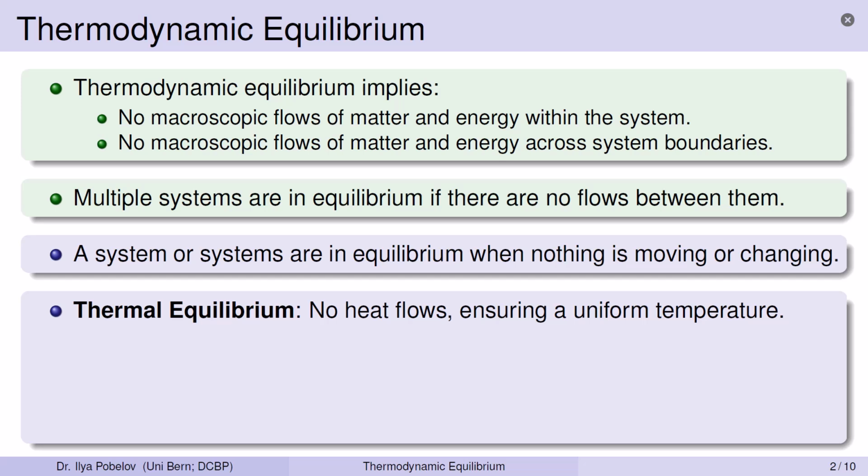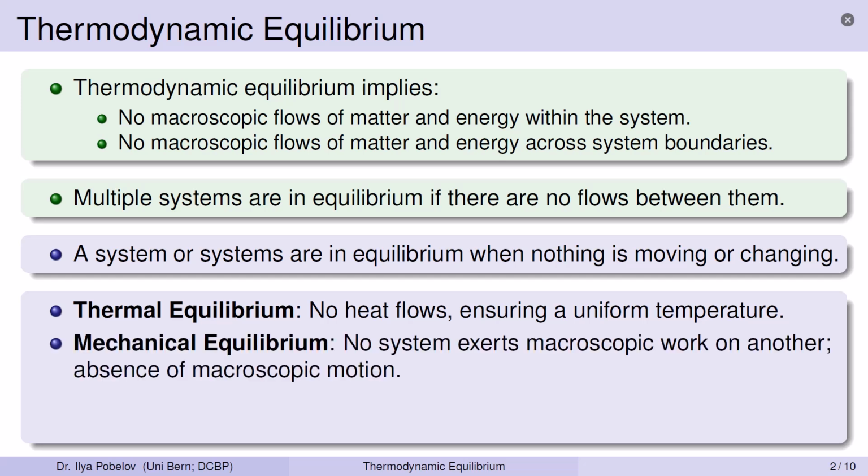Thermal equilibrium. This is characterized by the absence of heat flows between the system and its surroundings, ensuring a uniform temperature throughout. Mechanical equilibrium. In the context of multiple interconnected systems or subsystems, no system exerts macroscopic work on another, which means there is no macroscopic motion.